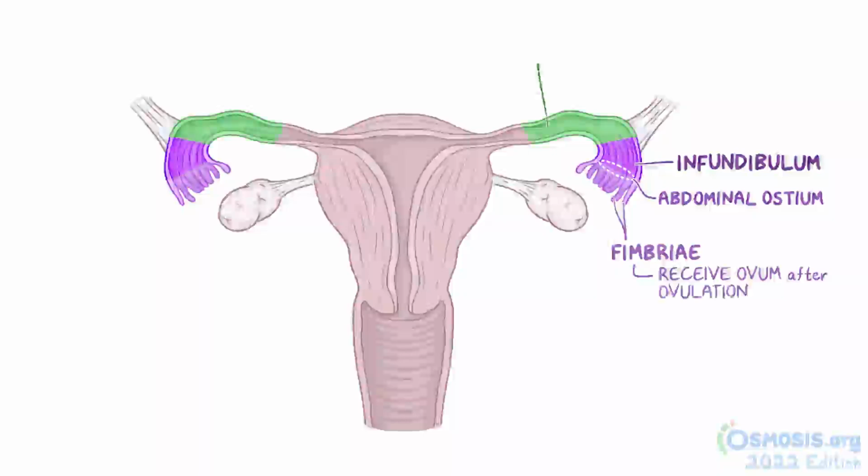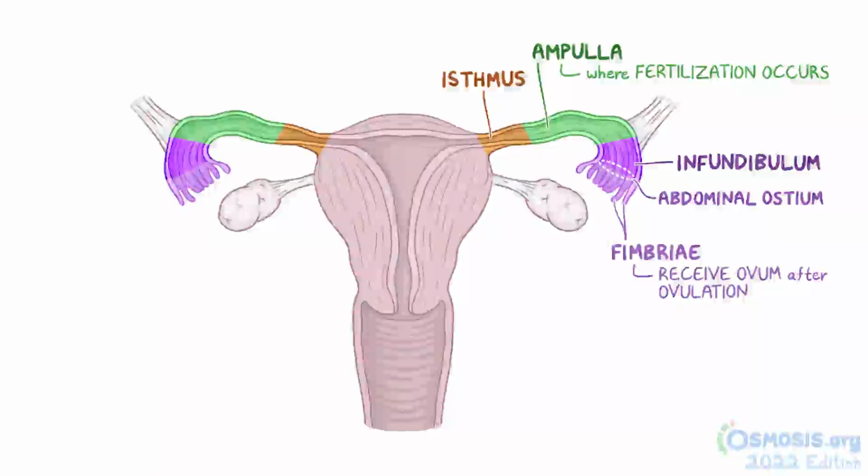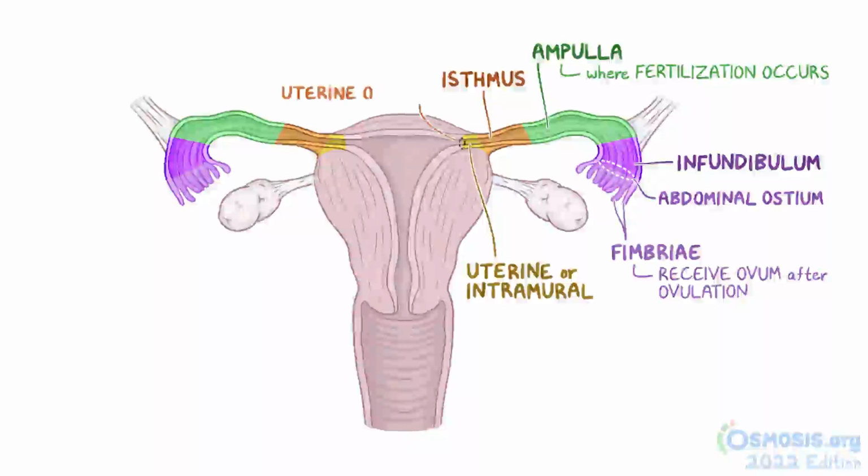The next part is the ampulla, which is where fertilization usually occurs. Next is the isthmus, which is the narrowest part of the tube that ends by joining to the lateral walls of the uterus. Finally, the uterine or intramural part passes through the uterine wall and opens into the uterine cavity through an opening called the uterine ostium.